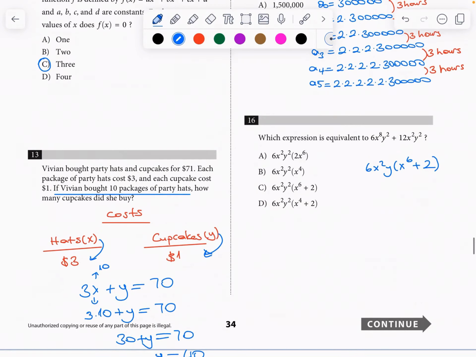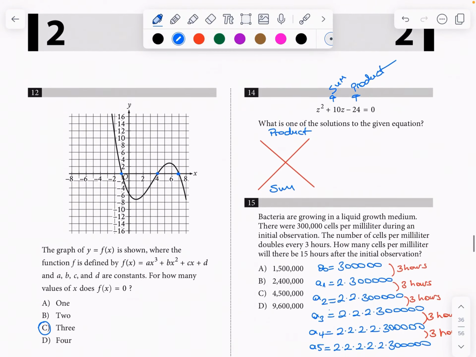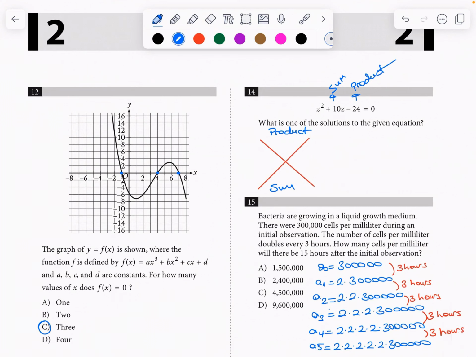Okay, next question. Question 14 here. In this question we have a second degree equation, or quadratic equation: z squared plus 10z minus 24 is equal to 0. What is one of the solutions to the given equation? For this type of question, I'm using this x sign. The last number represents the product of two numbers, and the coefficient in the middle is the sum of those two numbers. So I'll find the factors of -24 that add up to 10.